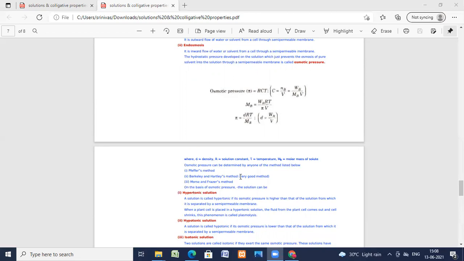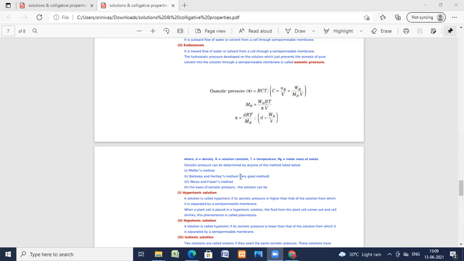In the Berkeley-Hartley method we employ, it is an accurate, quick method. It involves determination of the excess pressure applied on the solution to prevent the entry of solvent, that is, to stop osmosis or osmotic pressure. It consists of a porous pot with electrolytically deposited copper ferrocyanide, a semi-permeable membrane, on its walls, and on one side it is connected to a capillary tube, with a dropping funnel on the other side.